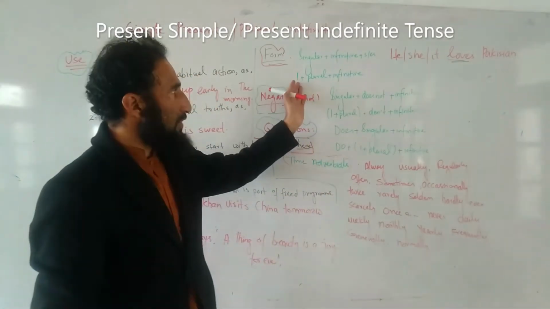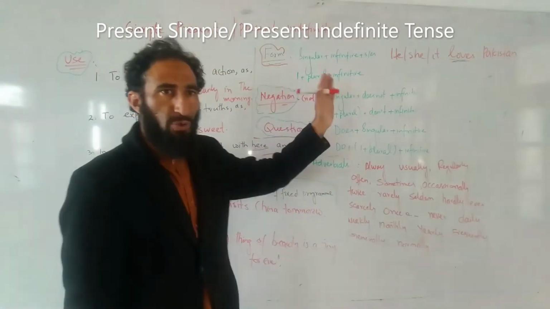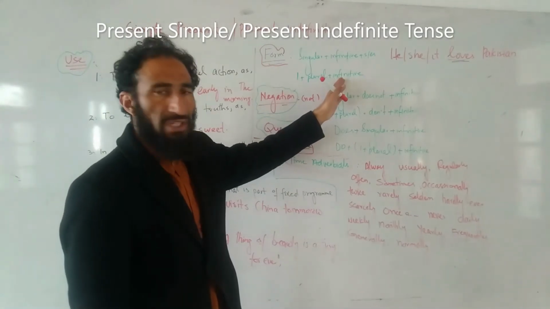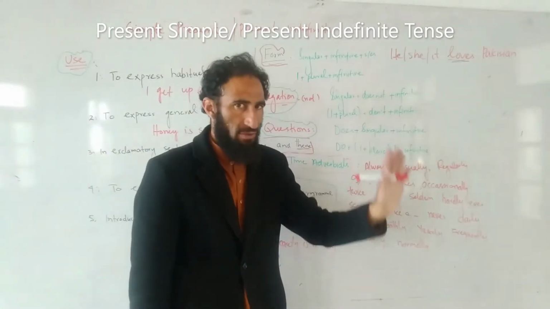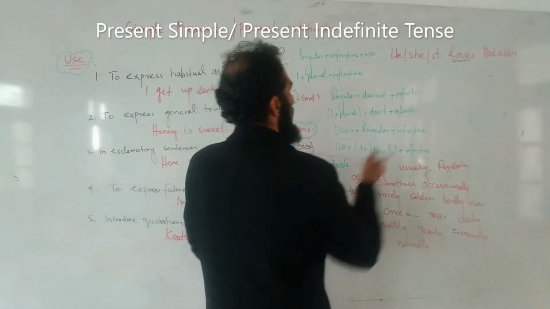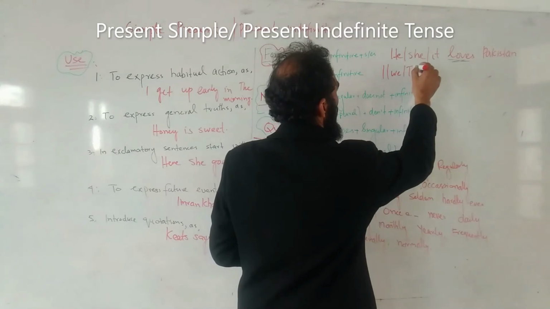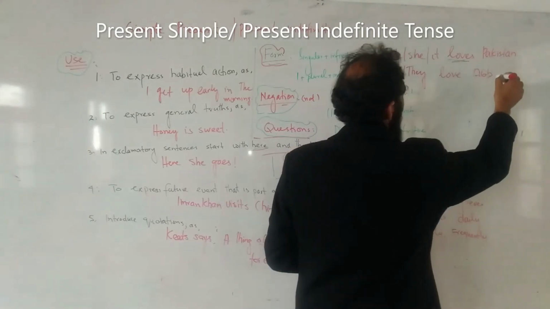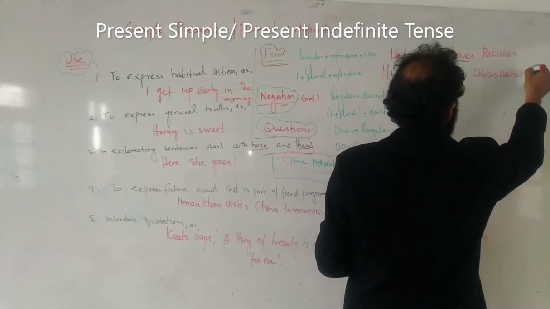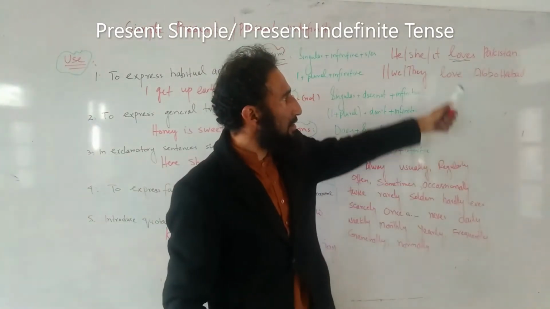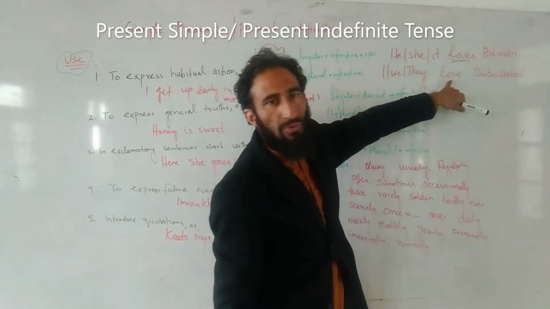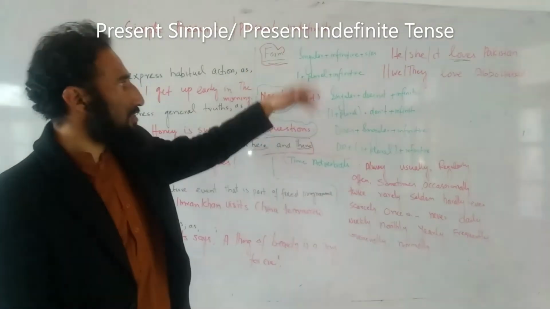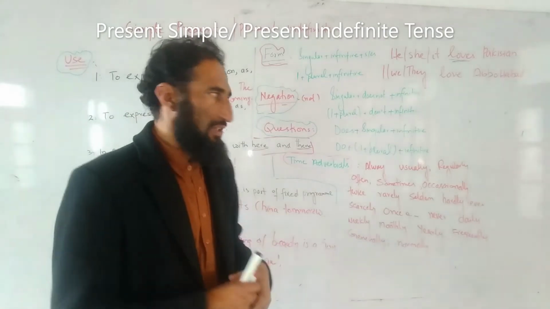Okay. But when we have I or any plural, like for example they, you, and we, I just simply use the infinitive form of the verb without addition of s or es. For example, if I say I, or we, or they love Abbottabad. So in this sentence, you can see that I didn't add s with the base form or infinitive form of the verb. Okay, so this is the form for the positive sentences, or you can say affirmative sentences.